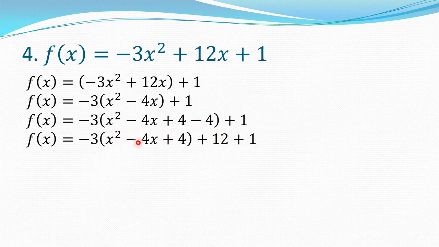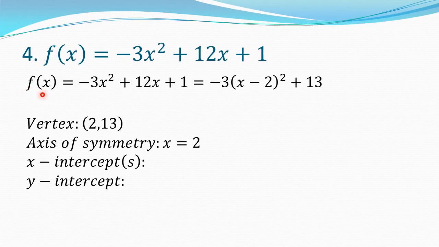And this one is factorable, a perfect trinomial square. And this one, just add it. -3 (x minus 2) quantity squared plus 13. So it's now of that form again. So this is your number 4. This one, the same, and this is what we just calculated. The vertex is at (2, 13), so 2, the additive inverse of this, and 13. Axis of symmetry, x equals 2. And what are your intercepts? We will calculate it now.